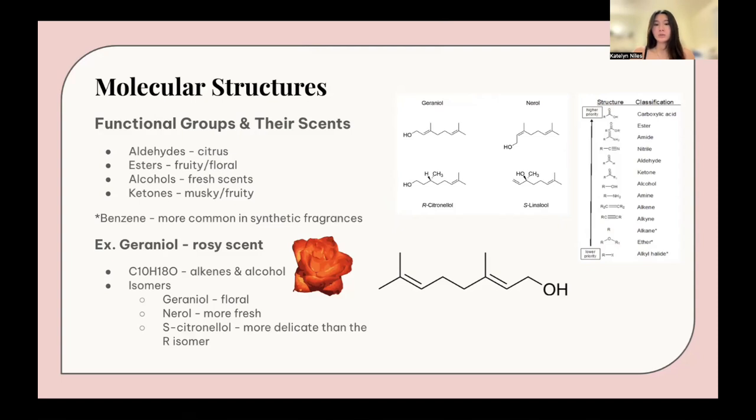Additionally, geraniol has multiple isomers, including nerol and citronellol, which also smell like roses, with geraniol being described as more flowery, nerol more fresh, and citronellol, which is meant to be more delicate than the R isomer. And this is according to the article Pelargonium graveolens and Geraniol by Chris Adams.